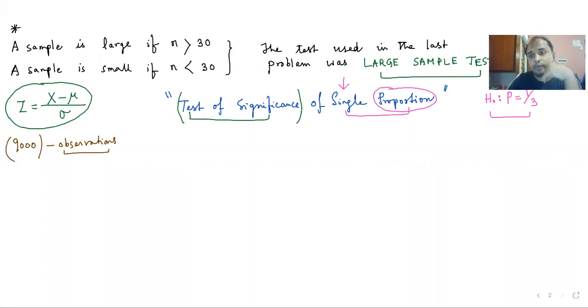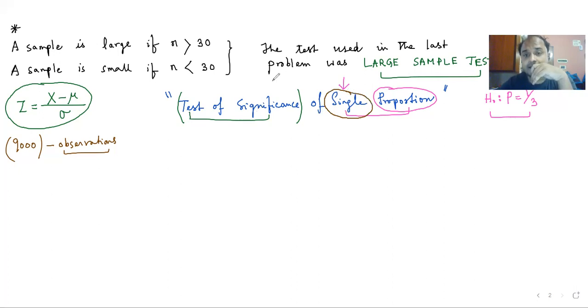Okay, so my population on which I actually worked, the population under consideration was only one, because we selected the 9,000 observations from a population of dice throwing. So the population involved was only one population from which we selected our sample, and therefore this word is there. It is called single proportion.